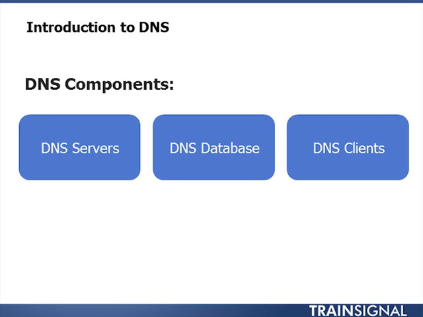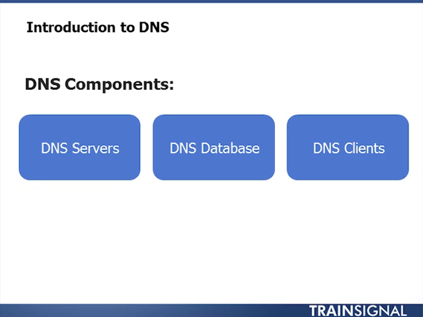Now, there are three main components to a DNS system. The entire DNS system is made up of DNS servers, and the servers contain the second component, the DNS database of names to IP address mappings. So that's what the servers do. They hold this database of names and their matching IP addresses.